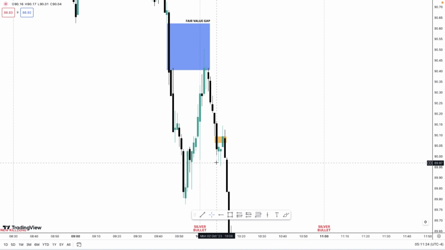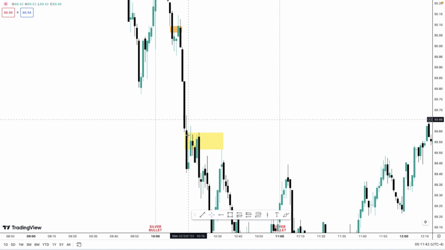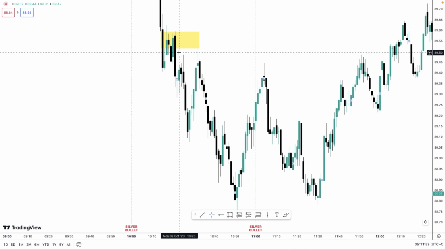Price breaks lower, so fair value gap. Price trades back to the fair value gap. What time is that? 10:12. So that's 12 minutes after you were waiting for it, while you could have initially sold here in the second minute. After you sell, price breaks lower. Fair value gap. Price trades back to the fair value gap. You could sell that. What time is that? 10:21. So that's called a revolving silver bullet.